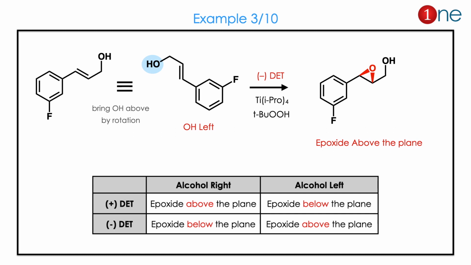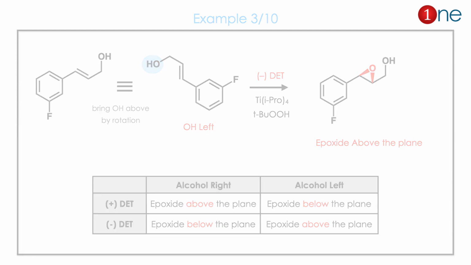Let us look at the next example. Here we start with a middle allylic alcohol with a side chain, a benzene ring attached with fluorine. It's a kind of distraction. You have to only see the position of the double bond. As per our theory, bring the double bond vertical. Then you have to find whether the OH is left or right. Here the OH is left. Then minus DET. OH left minus DET will be above the plane. So you just draw the epoxide above the plane of the allylic system.